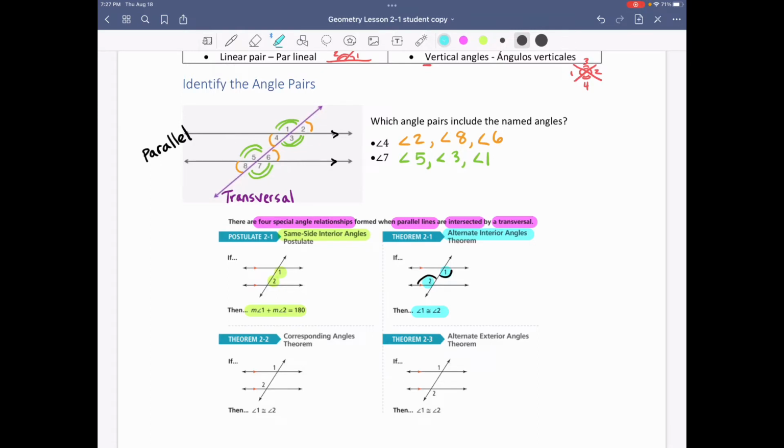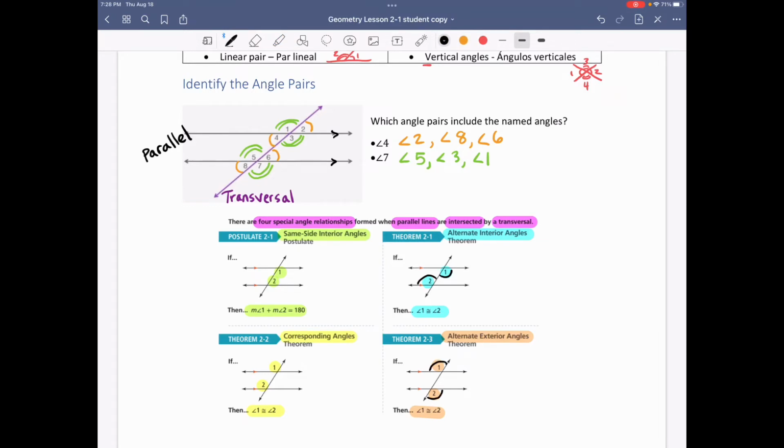The next theorem that we have, I'll change my highlighter color, is the corresponding angles theorem. And I like to think of corresponding kind of like a clock. They're in the same position of the clock. So the 1 is in the same position as the 2. And in that case, they are congruent, corresponding. And the last theorem that we have is the alternate exterior angles. That would be on the outside of the parallel lines, and those are congruent. And you can kind of see that they have the same angle to each other.